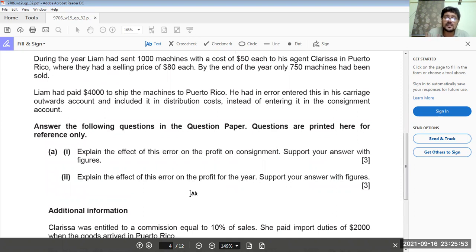Explain the effect of this error on the profit for the year. Now, your distribution cost is increased by 4,000, so you have to decrease the distribution cost by 4,000. And you have to decrease the profit on consignment by 3,000. It means you have to increase your profit by 1,000. Getting my point clear?